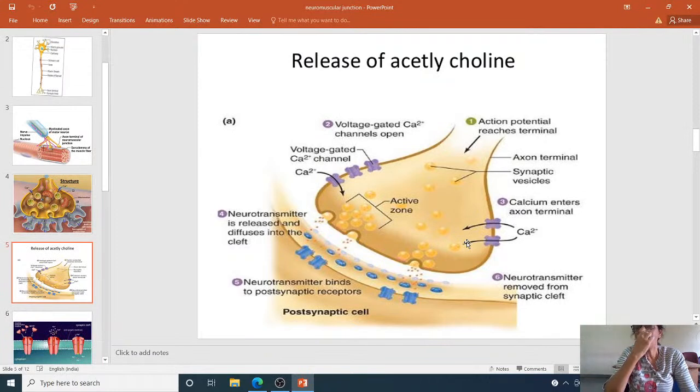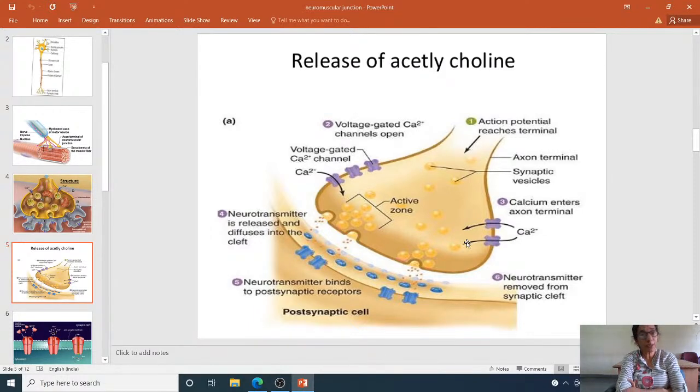Next slide. So what will happen? Now this calcium has come into the synaptic cleft. In the synaptic cleft, acetylcholine has come into the synaptic cleft. This acetylcholine will come and bind to these receptors, nicotinic ACh receptors. It comes and binds to these nicotinic ACh receptors.